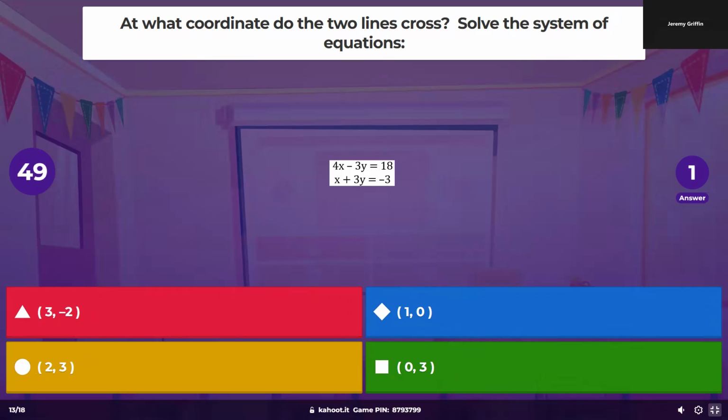So what xy value? What's the only coordinate that's part of both lines? That's another way to say that. You could do substitution. You could do elimination. I think that's what I did in class was elimination.